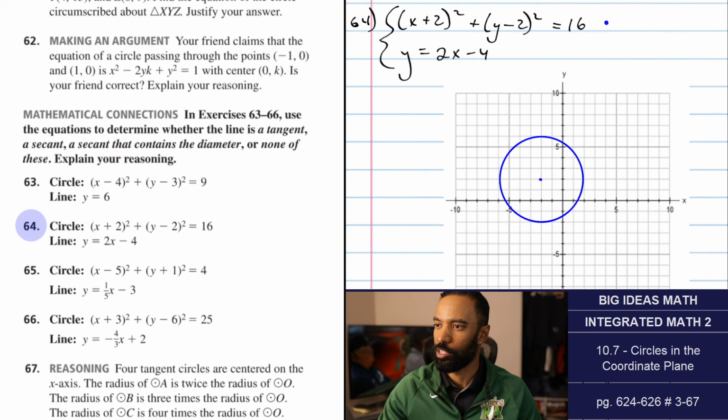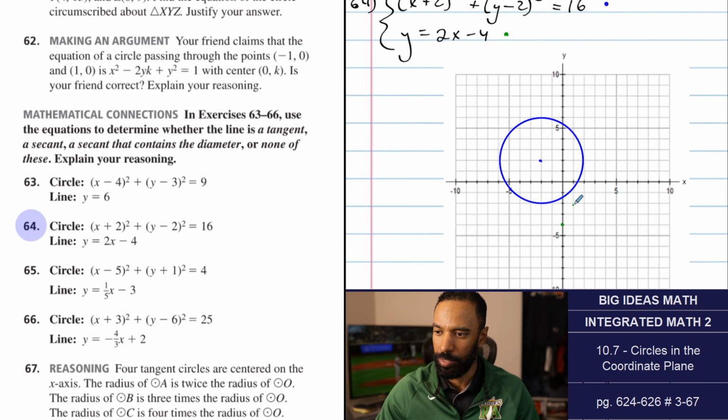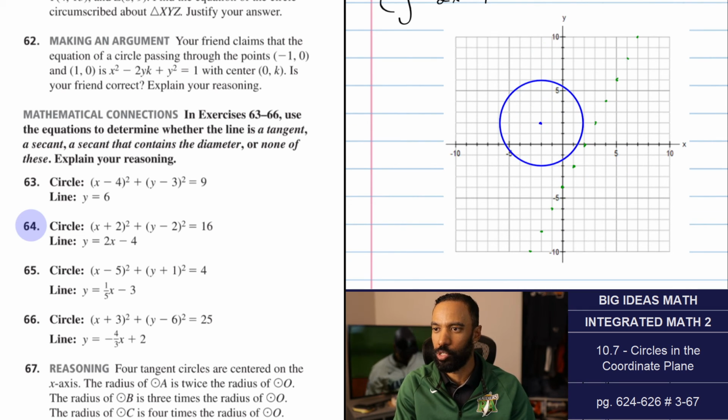Y equals 2x minus 4 we'll do in green. -4 is the y-intercept. We got a slope of up 2 over 1. This is where drawing the scale is super important. It looks like it actually doesn't hit. This is something I could confirm algebraically. I probably do not plan to.